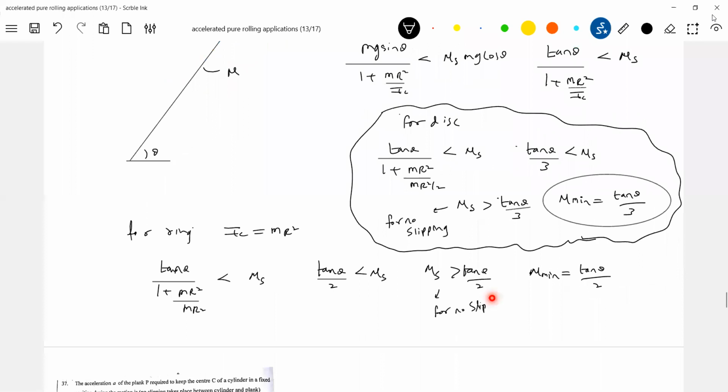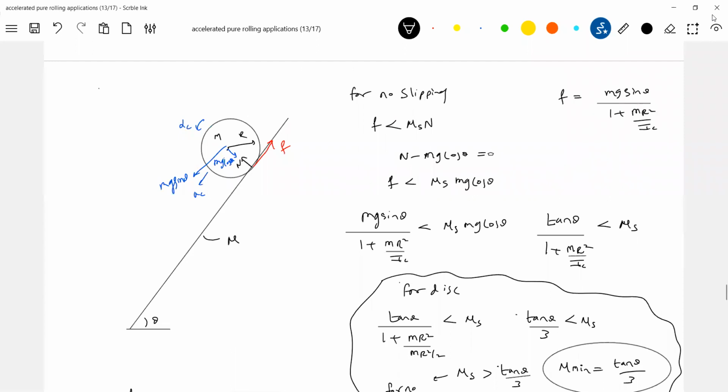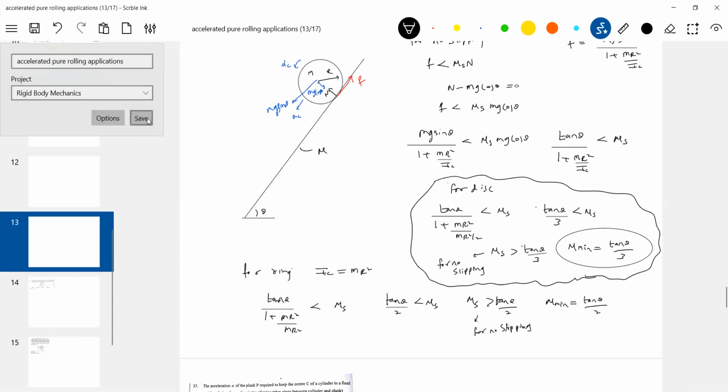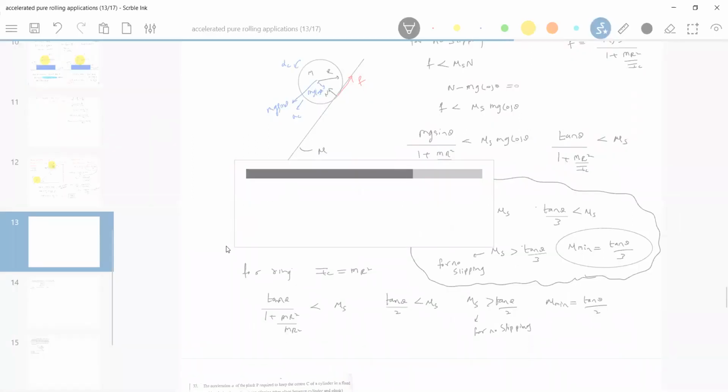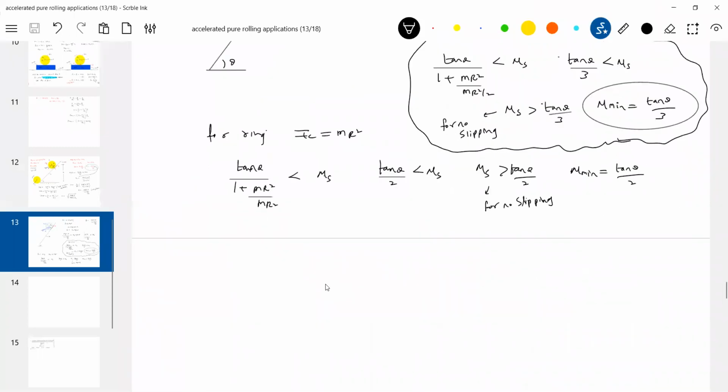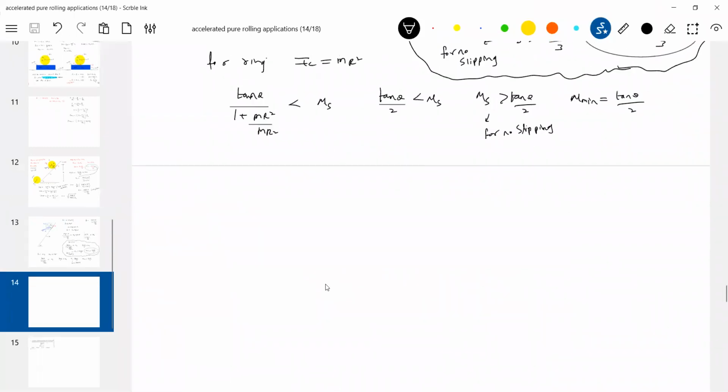If the mu is less than this mu minimum, then what happens? You release the rigid body, it will undergo slipping. It will undergo slipping means what conditions should I assume, sir? The friction you should not write as small f, you should write fk. Able to understand the basic necessity of this? I'll draw the diagram for that also. This is a very important part of the discussion. Let me do it for the ring only.